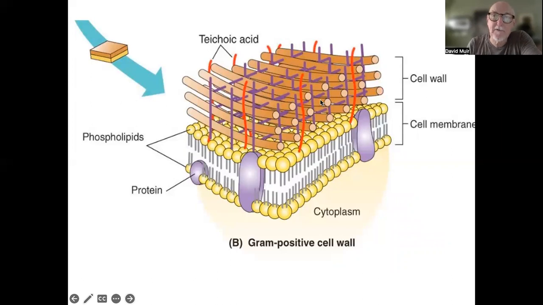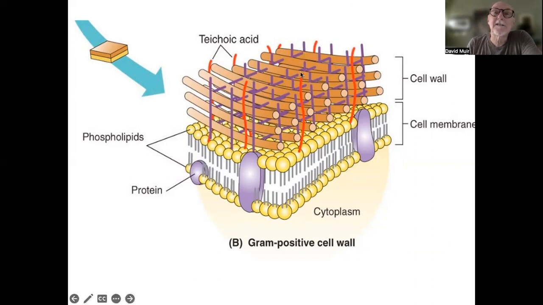Take careful note of this, because on Monday in your test, you are going to be asked to compare this gram-positive cell wall structure to the gram-negative cell wall, which we're going to talk about in a minute.